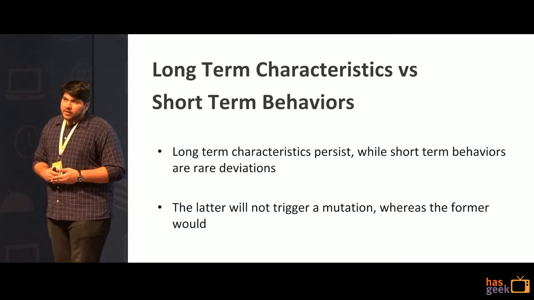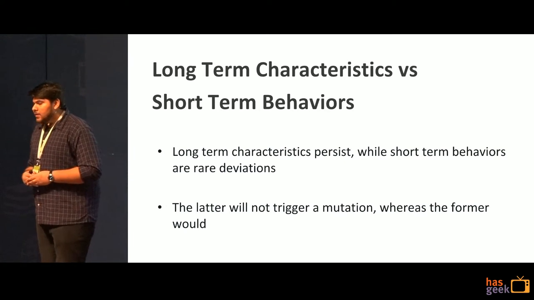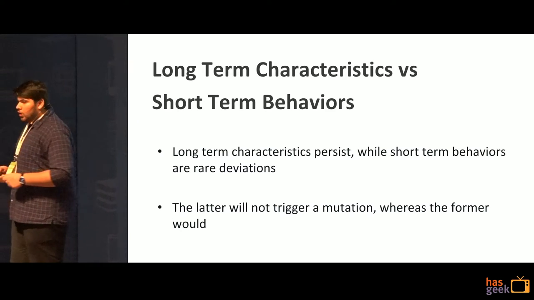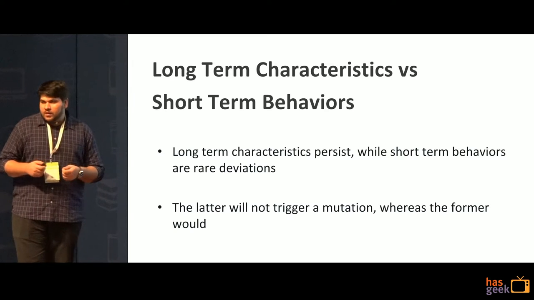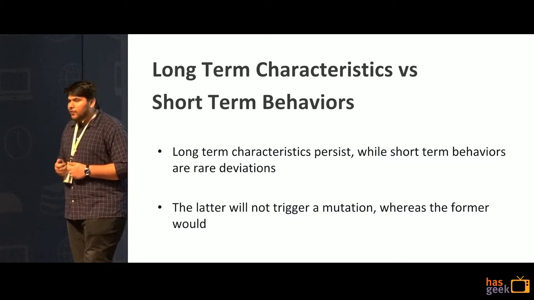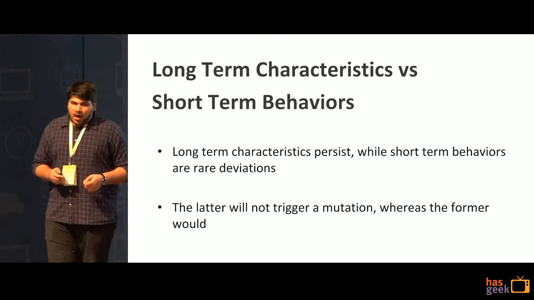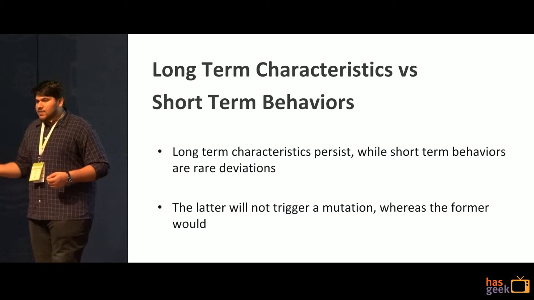The important thing while considering mutative design is that we need to differentiate between long-term characteristics and short-term behaviors. Take a quick example. Last night, you're irritated with something or something is on your mind and you're texting someone frantically because it's really urgent. And you end up typing a whole lot of buttons really quickly, attempting to get your message out.